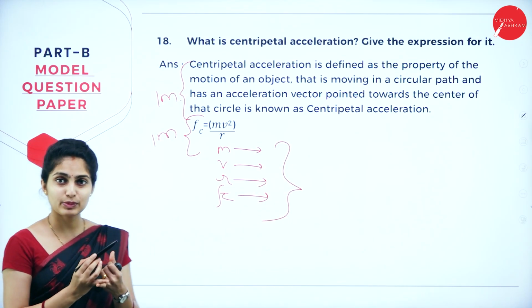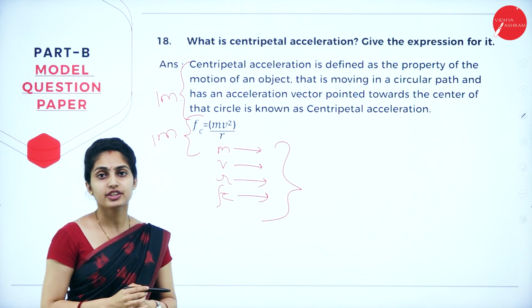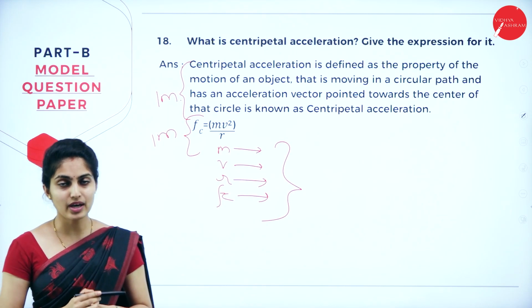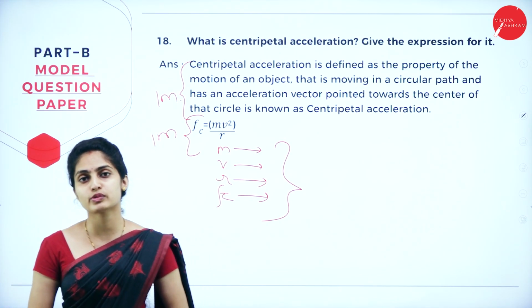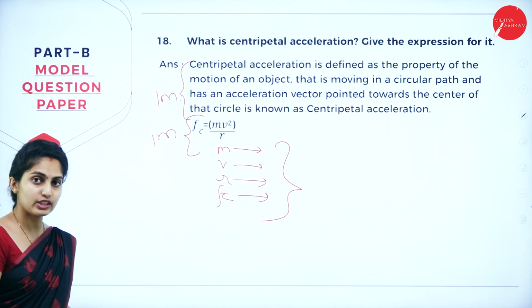So what is centripetal acceleration? Definition 1 mark, and the expression here also we will have 1 mark. You will have to explain the terms of the equation. So that is all about your 18th question.